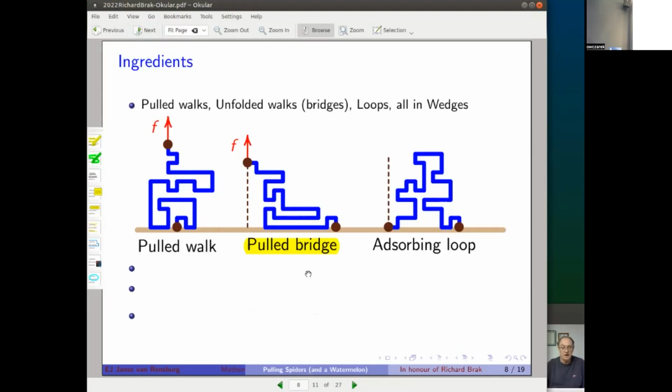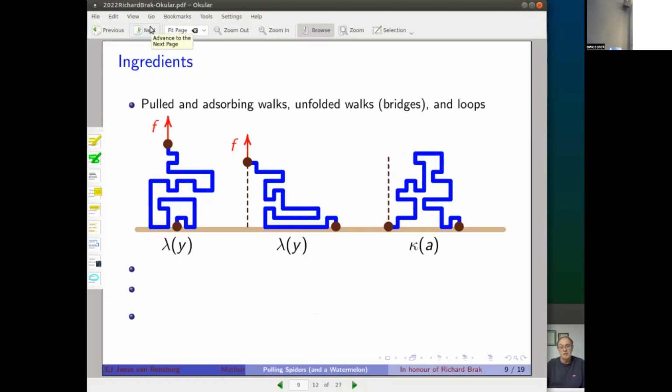for a pulled spider, you get the free energy lambda y to the 1/f. In addition to pulled bridges, we'll also look at absorbing loops, from which we will be creating the pieces of the legs of the spiders which are in fact absorbing. Here are the free energies in these cases.